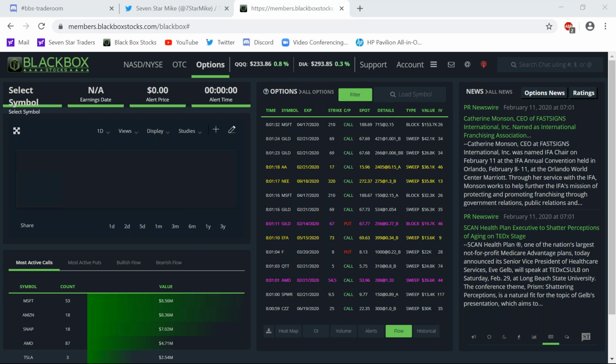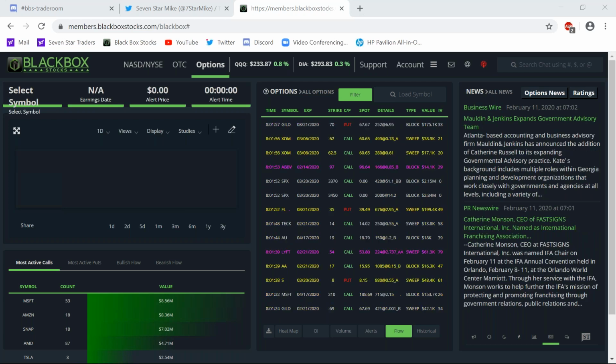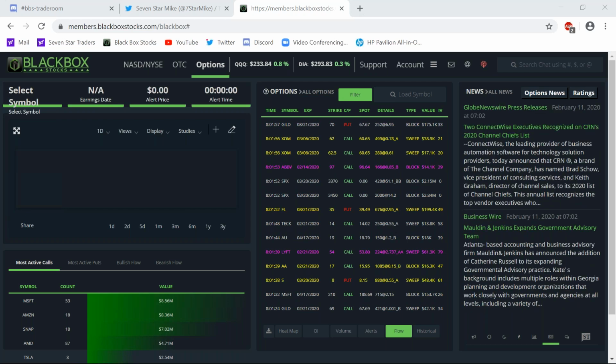How many of you guys are not members of BlackBoxStocks? I did post this link on Twitter, so we might have some people that are not members of BlackBox. That happens to be the software that I use for unusual options activity. So I'm going to show you that platform today and explain what we're looking for, what we're not looking for, and some of the tips that we use to try to find some good flow.